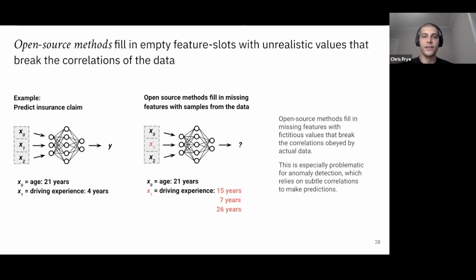Because these are all randomly drawn from the data and not informed by the fact that this is a 21-year-old, obviously these are unrealistic values for a 21-year-old. And said in a technical way, these values break the correlation satisfied by the actual data. And this is especially problematic if we're trying to explain an anomaly detection model that relies on subtle correlations to make its predictions.